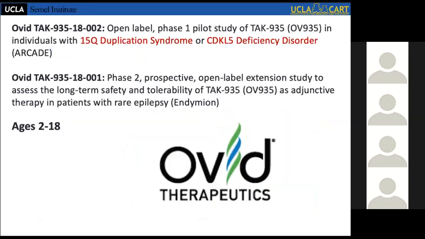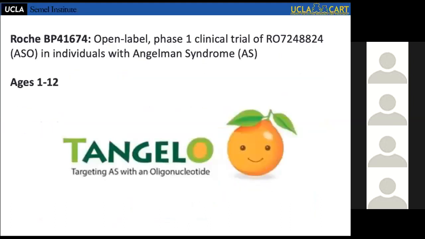And then we have 3 trials. So right now we're in the middle of an epilepsy trial for 2 specific genetic conditions, Duke 15Q and CDKL5. This is a sort of an indirect GABA modulator that's being used for severe epileptic encephalopathies, and that's for kids ages 2 to 18. We just got approved to be a site. We'll probably roll out this fall.